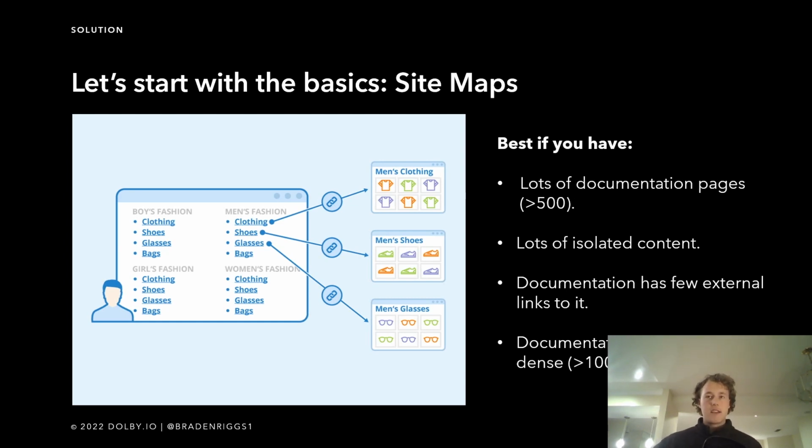And sitemaps typically work best if your website has a lot of content, right? Typically, sitemaps require you to have over 500 documentation pages if you're using it for documentation. Or it's good if you have isolated content or pages that have few external links to it, or if your documentation is very media dense.